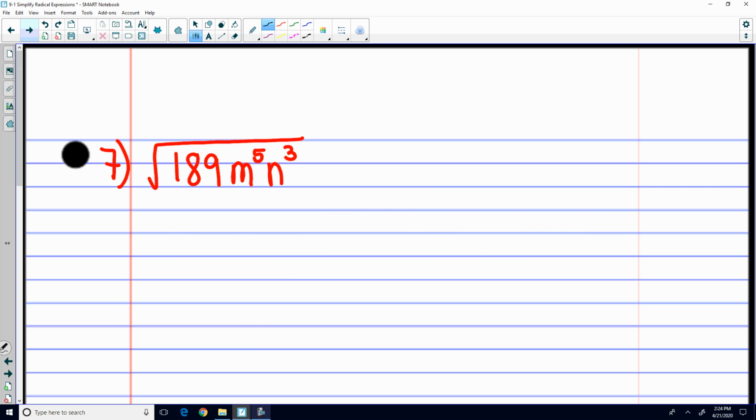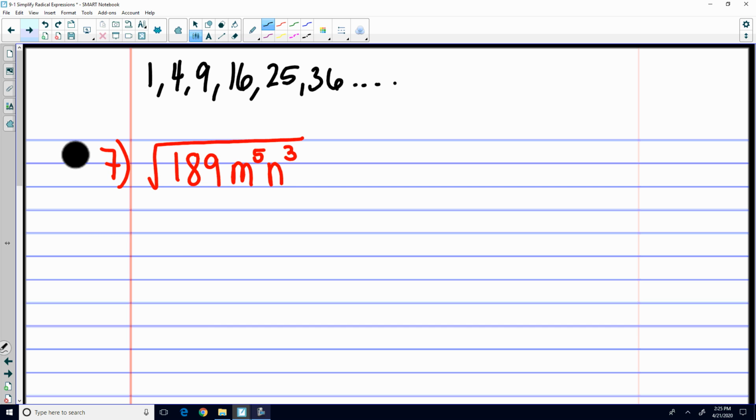Number 7. All right, 189. Our numbers are getting a little harder now. Calculators might be your friend. Let's start with the number 189, and then we'll rewrite those odd numbered variables in a moment. So let's start with 189. Now, as a reminder to do this, I need to think of my perfect squares. 1, 4, 9, 16, let's keep going for a minute, 25, 36, and on and on and on.